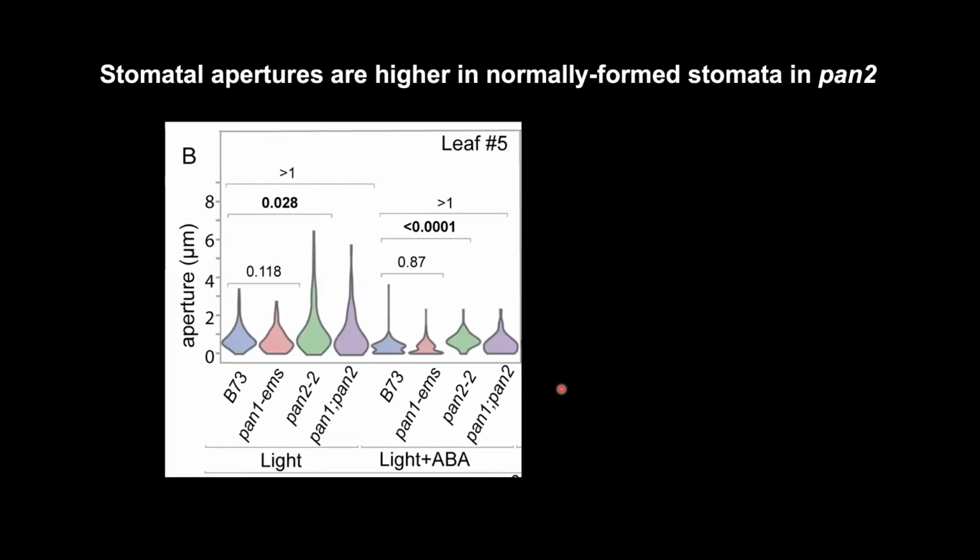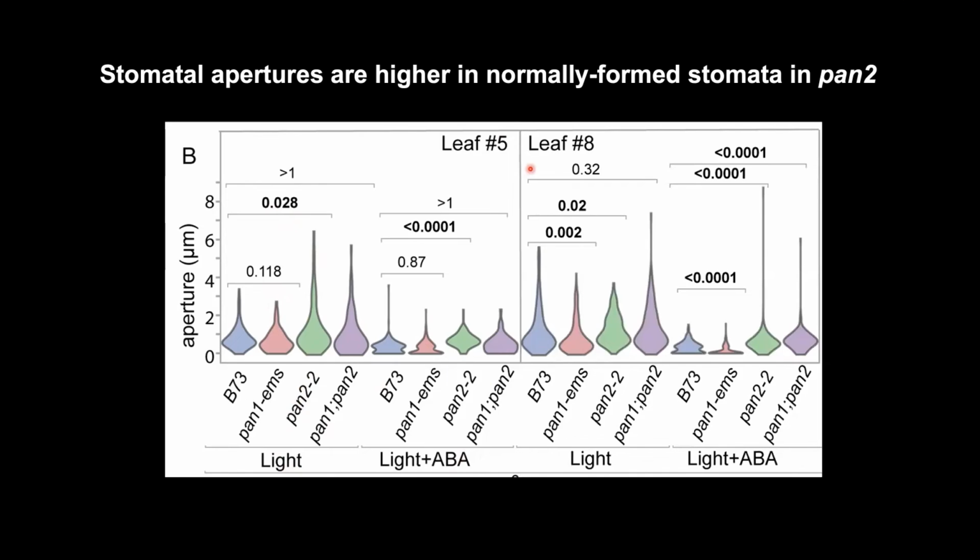So I looked at the normally formed stomata in the mutants, in light and in light plus ABA conditions. Interestingly, we found that the PAN2 mutants always showed higher aperture than PAN1 in both light and ABA conditions in leaf 5. I repeated these experiments in leaf 8, and we found similar results. That indicates PAN2 probably has an additional function in normally formed stomata compared with PAN1.